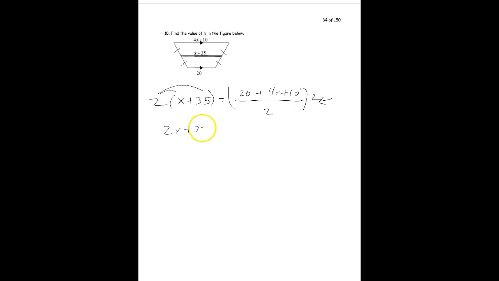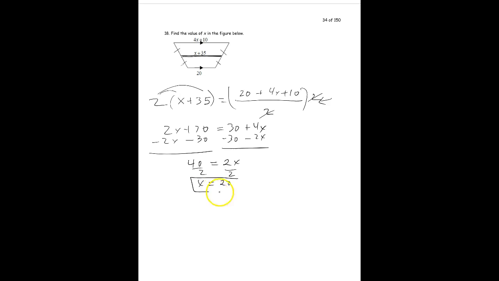So 2x plus 70. These 2's cancel. 20 plus 10 is 30 plus 4x. Subtract 30 from both sides. Subtract 2x from both sides. That gives us 40 on this side, 2x on this side. Divide both sides by 2 to get x equals 20.